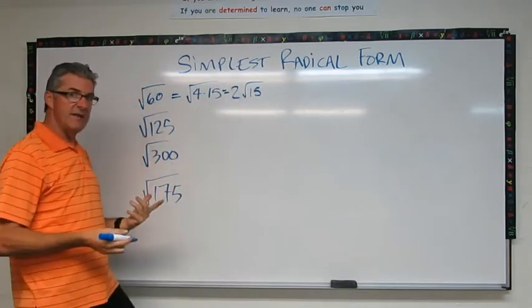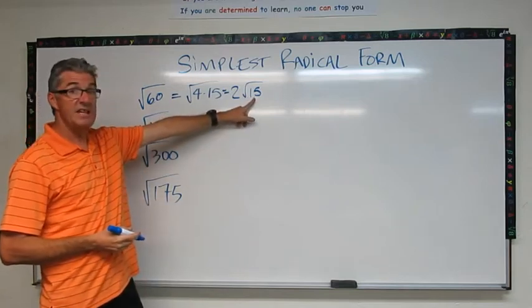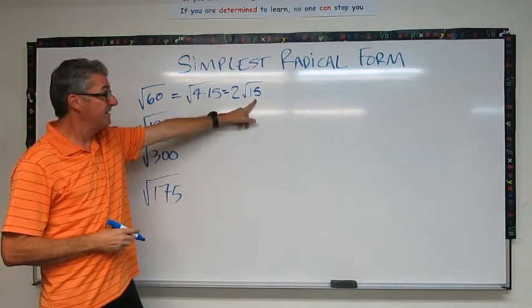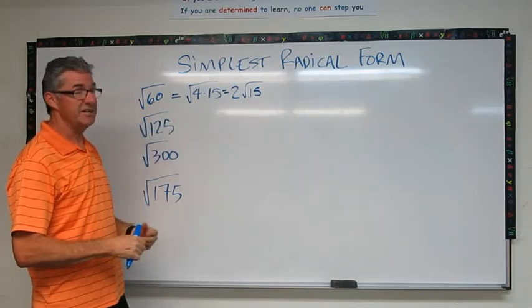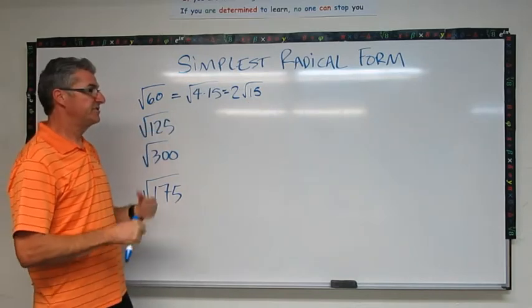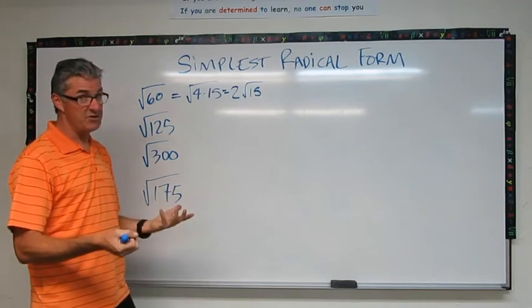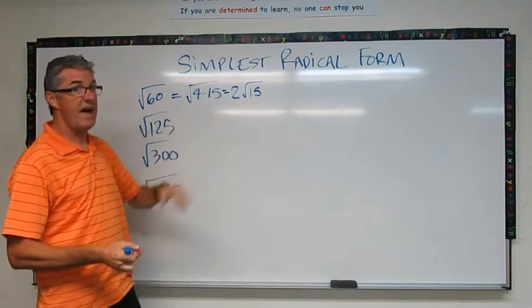Now when you do a problem like this, you should always take a look at the number that's left and see if you can do that again. 15 is not a perfect square, and I can't factor it into perfect squares. It's 3 times 5, but neither of those are perfect squares, so we are done with that one.